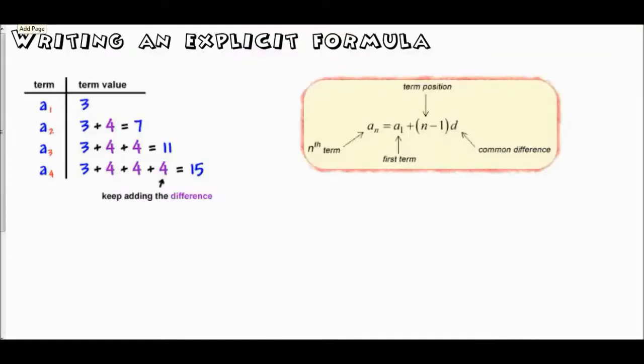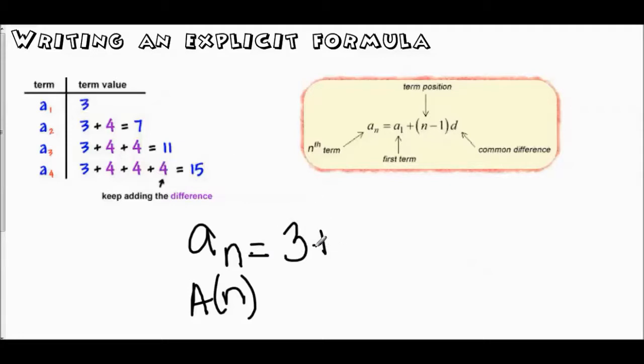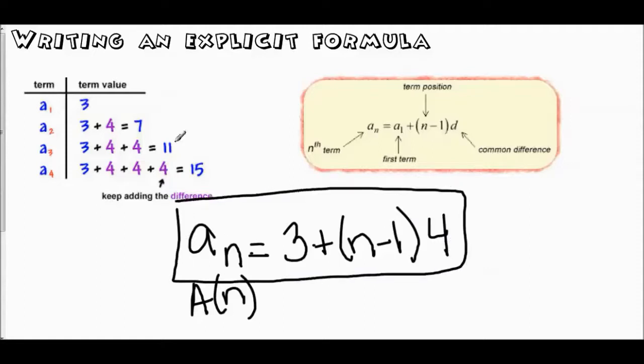If you wanted to write an explicit formula, here's a pattern being shown. The first term is 3. The second term is 7. The third term is 11. The fourth term is 15. And your common difference is 4 there. So for my formula, I'm going to keep a sub n, or like I said, you could write that as a of n. It means the same thing. It equals the first term, which was 3, plus n minus 1 times the common difference, which was 4. Right there would be our explicit formula.